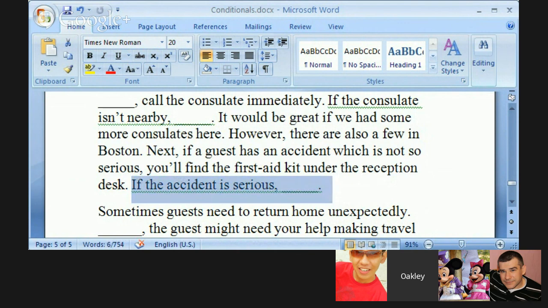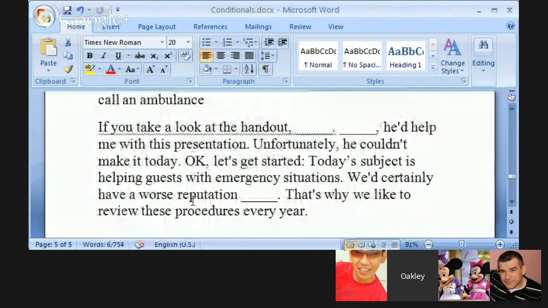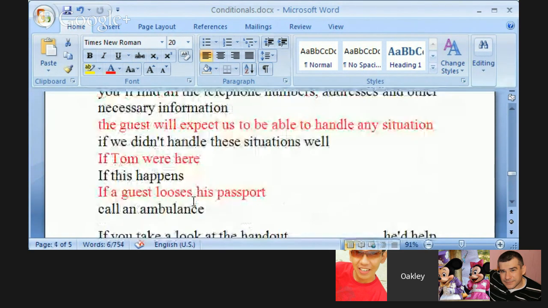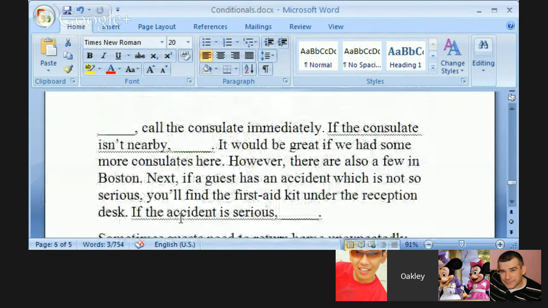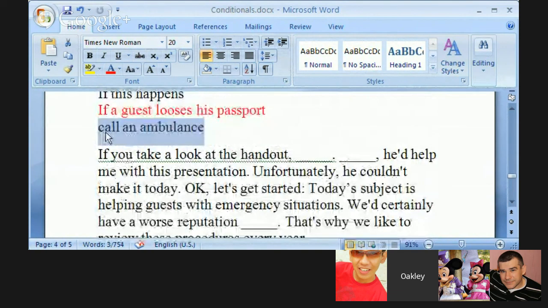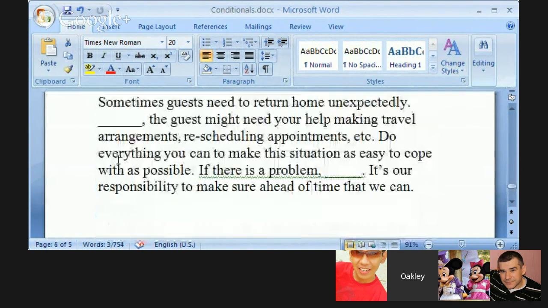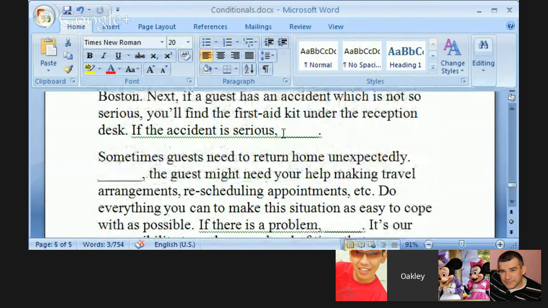Okay. If the accident is serious, panic. No. Call an ambulance. Of course. Again, a command sentence. You must call an ambulance. You will call an ambulance. You would be just as correct, by the way, if this said you must call an ambulance. If the accident is serious, you must call an ambulance.